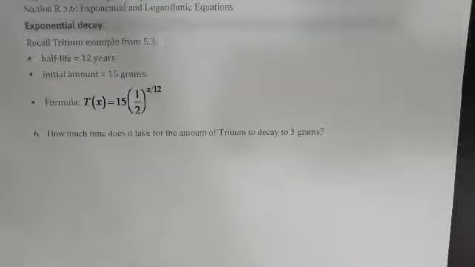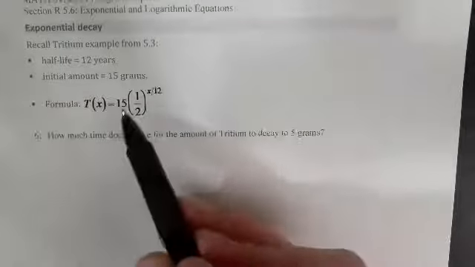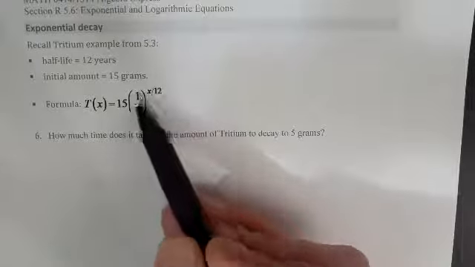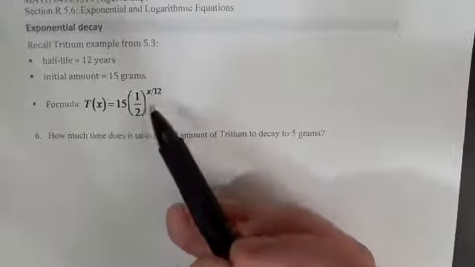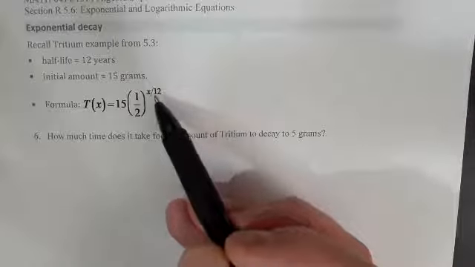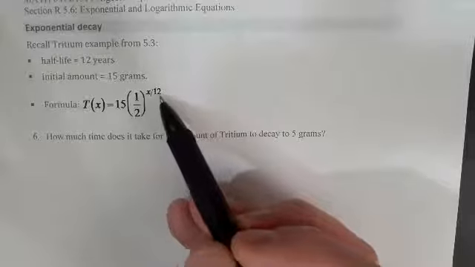Okay, so they say recall tritium from example 5.3. The half-life is 12 years. The initial amount is 15 grams. And so they give you this formula. So again, this is the initial amount that we're starting with. If we're halving things, or this is a half-life, we're multiplying things by a half. If every half-life is 12 years, we have to divide the number of years by 12 to get each time we're going to multiply by a half. How much time does it take for the amount of tritium to decay to 5 grams?